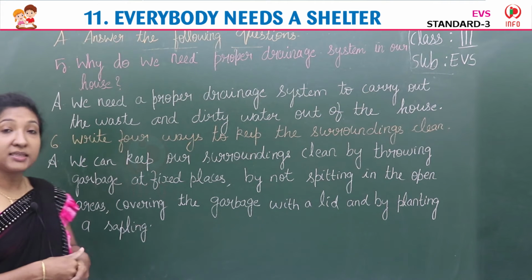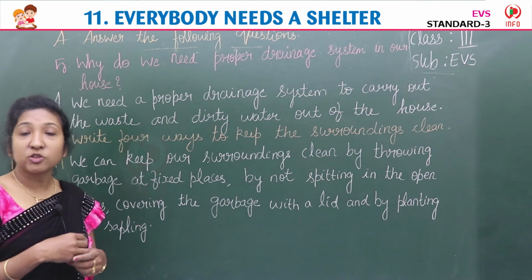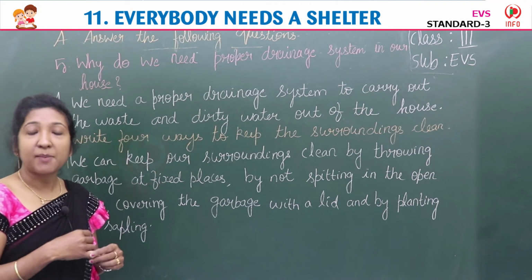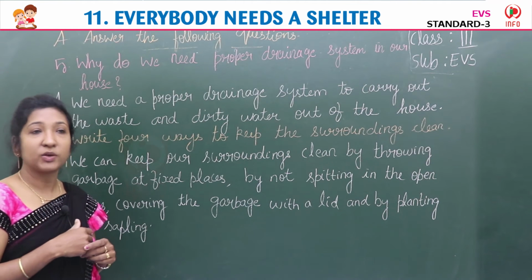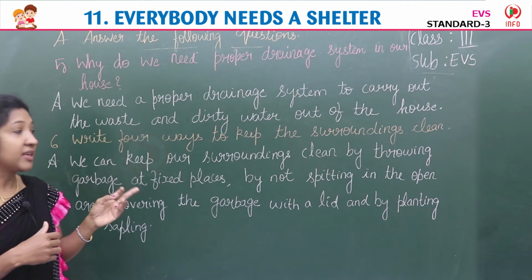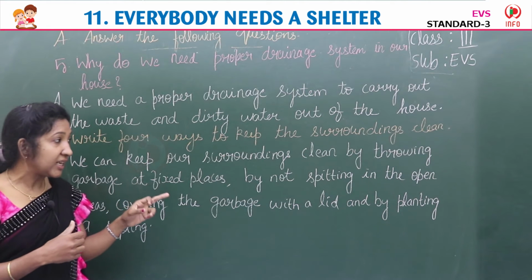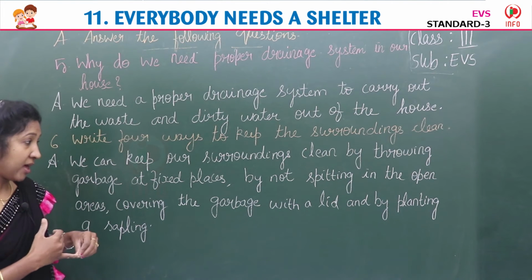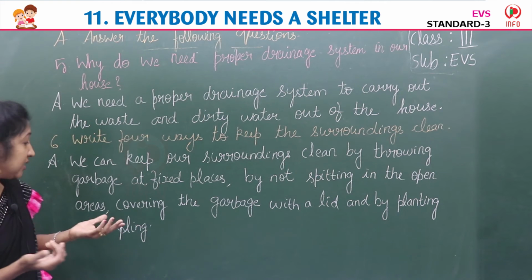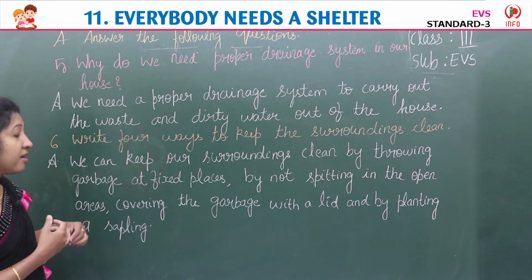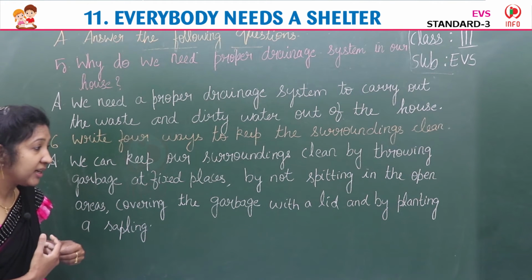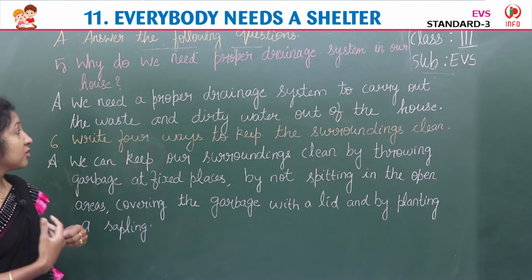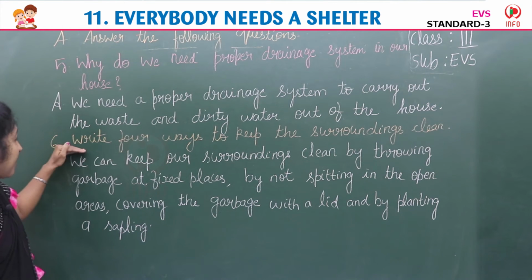And by planting a sapling, a small plant. Try to plant a small tree or small plant, a young tree we say. Sapling means a young tree, a small plant. Okay. So the answer is: we can keep our surroundings clean by throwing garbage at fixed places, by not spitting in the open areas, covering the garbage with a lid, and by planting a sapling. Full stop.